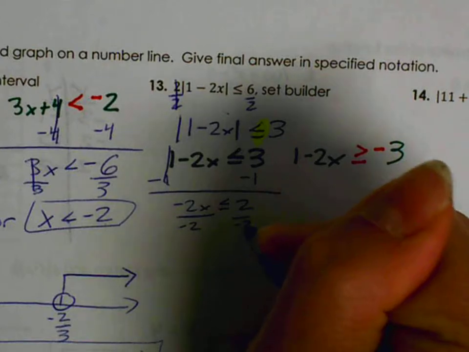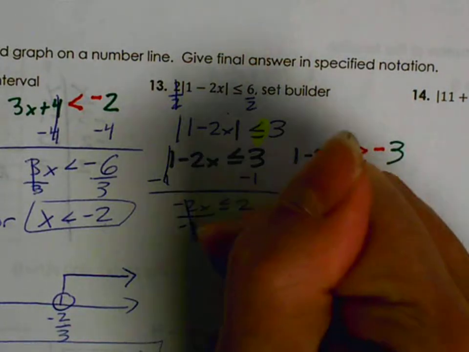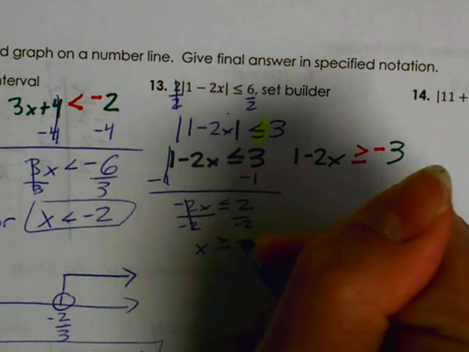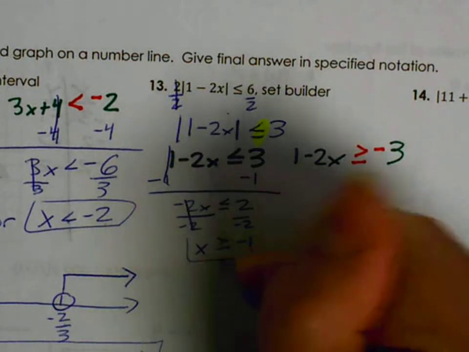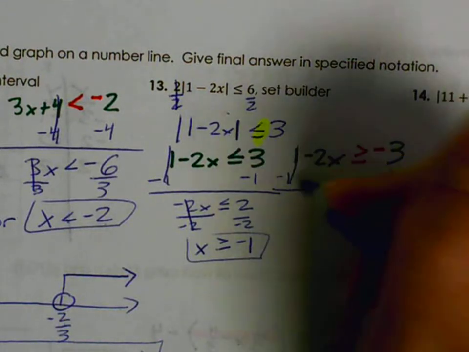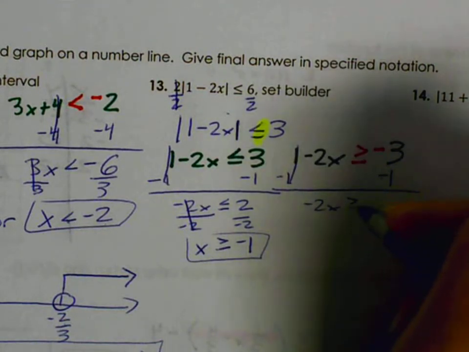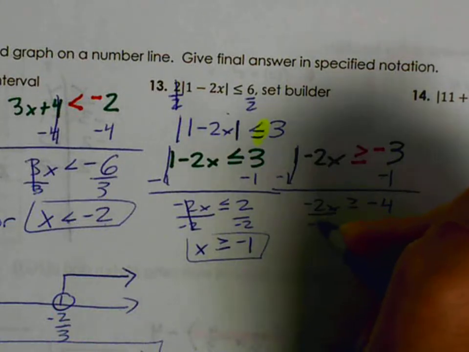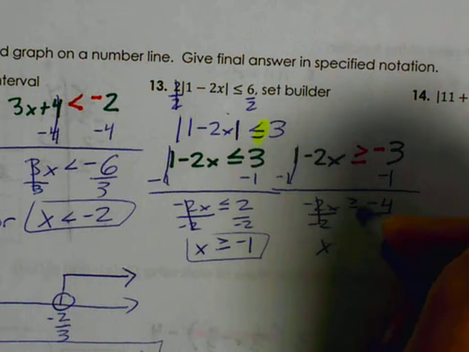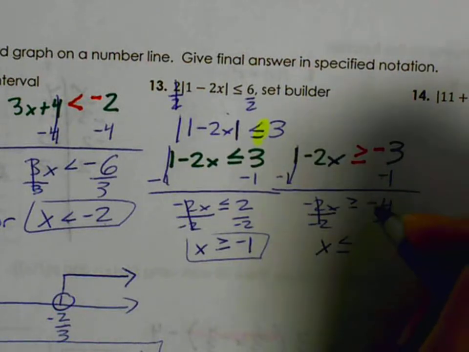And I'm dividing both sides by a negative. That means I'm going to flip this inequality sign. So I need to say it's now greater than or equal to negative 1. And this one over here, same thing, subtract 1. I get negative 2x is greater than or equal to negative 4. Divide both sides by negative 2, and I get x, and again I have to flip the inequality, is less than or equal to 2.